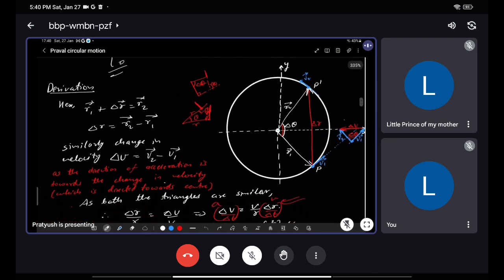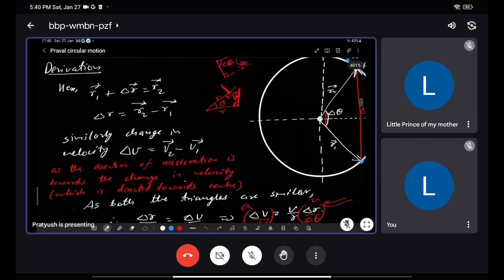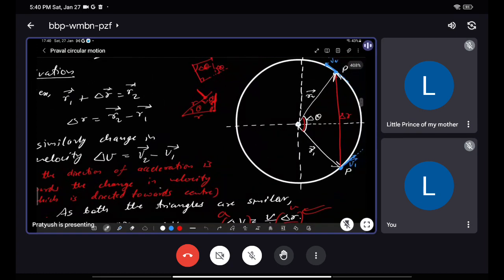Now, see what is happening. Delta R, we already know that delta R will be given by the vector law of addition. And what is the vector law of addition here? R1 plus delta R will give us R2. Okay. So delta R will be R2 minus R1, that we know already.